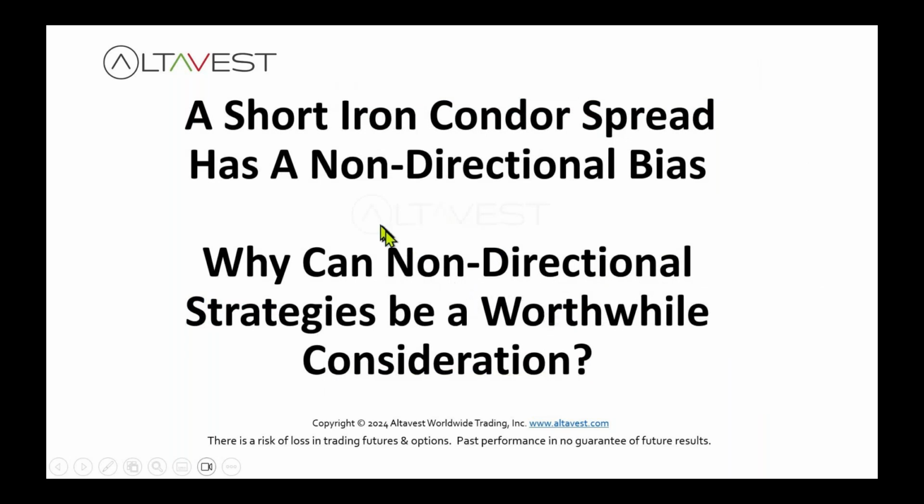So, here you have the Iron Condor with a non-directional bias, and then why would you do this? Why is it a worthwhile consideration? Or how would you even go about getting out of the trade?